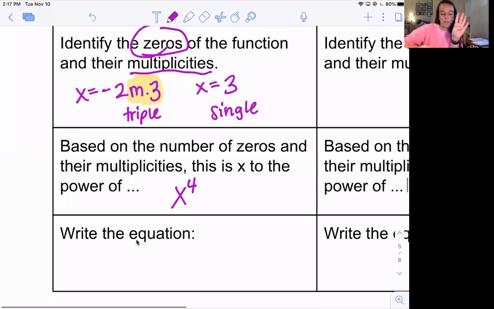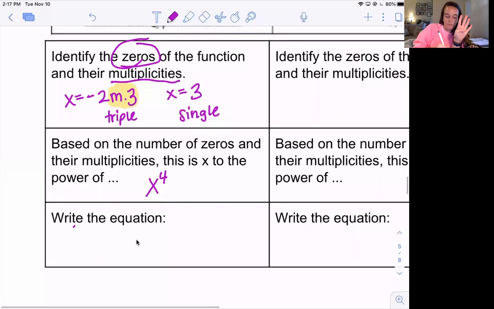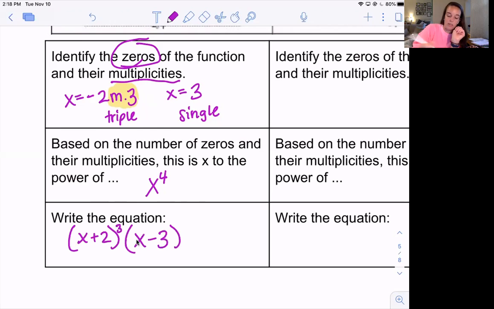Okay. So then if I'm going to write the equation, I want x equals -2, so it would be x plus 2, and there's 3 of them, so I put it to the 3rd power. And then I want x equals +3, so it'd be x minus 3. There's only one of them, so I leave it like that. So we could say f of x equals this thing. Okay.